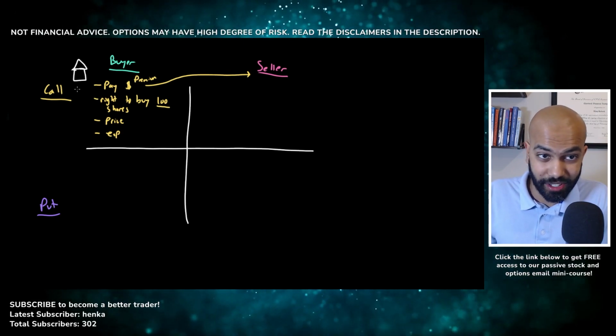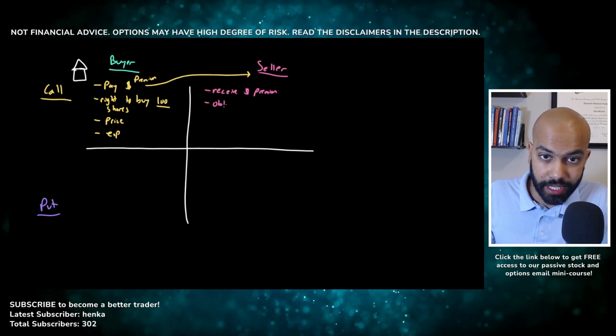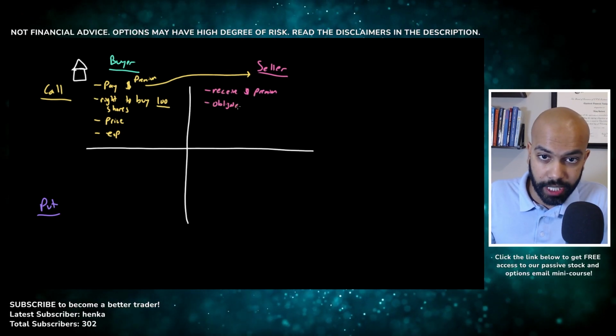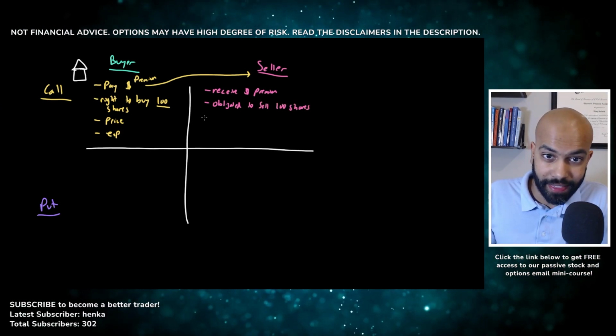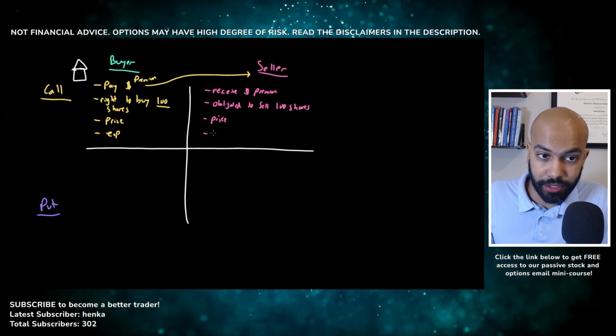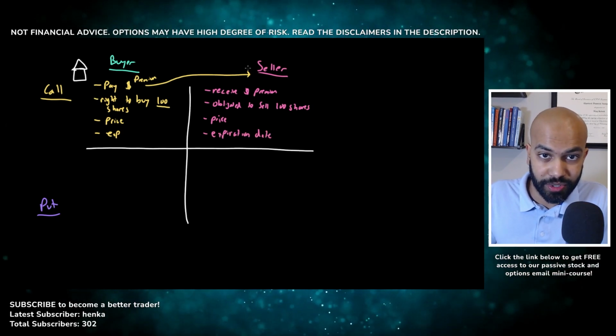Now let's look at the seller. Basically, the seller would receive the premium, but now they're obligated, not a right, but they're obligated to sell the house to you, basically sell the 100 shares at the pre-agreed price, and it could be on or before the expiration date.